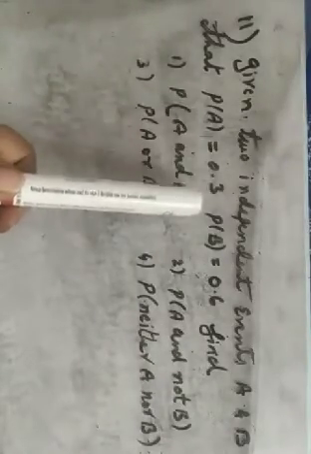Let's move to the next question. Write down the next question. Given two independent events A and B such that P of A is equal to 0.3, P of B is equal to 0.6. Find: first, P of A and B. Second, P of A and not B. Third, P of A or B. Fourth, P of neither A nor B.